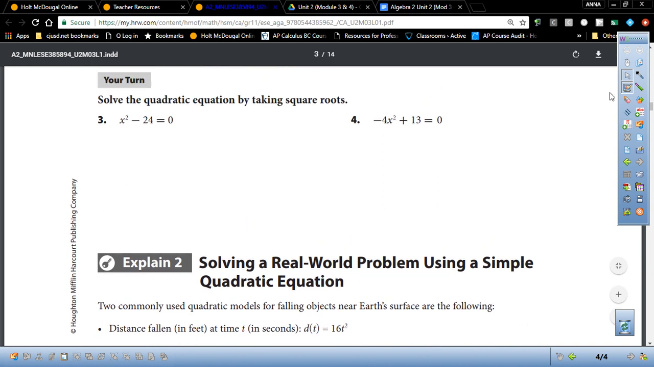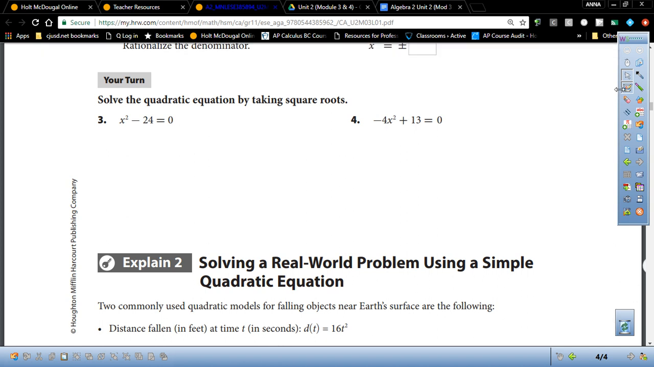So at this point, I encourage you to pause the video to try 3 and 4. Take a minute to pause the video, but don't give yourself longer than 2 minutes per problem. So go ahead and pause the video, and then when you're ready, hit play again to check your answers. Pause now.